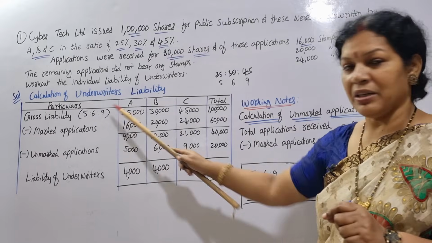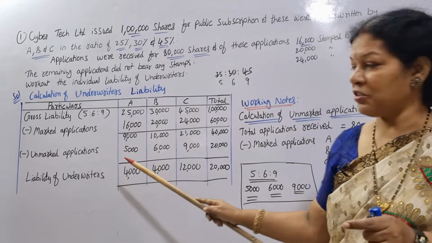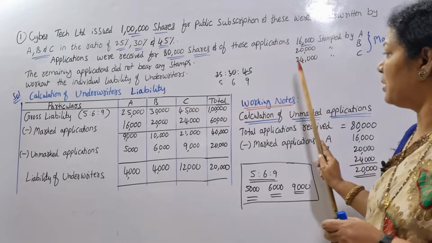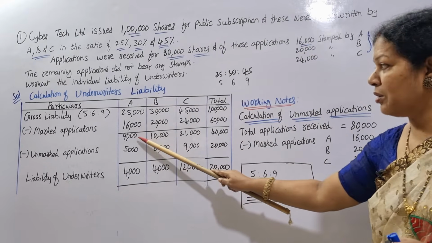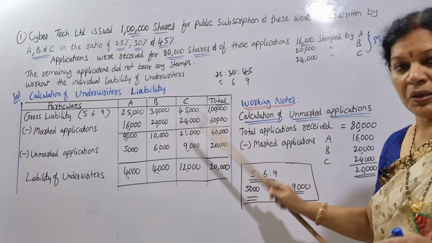So first of all, we have taken gross liability minus marked applications. Marked applications are 16, 20, 24. So 16, 20, 24 deducted. So you got 9,000, 10,000, 21,000.